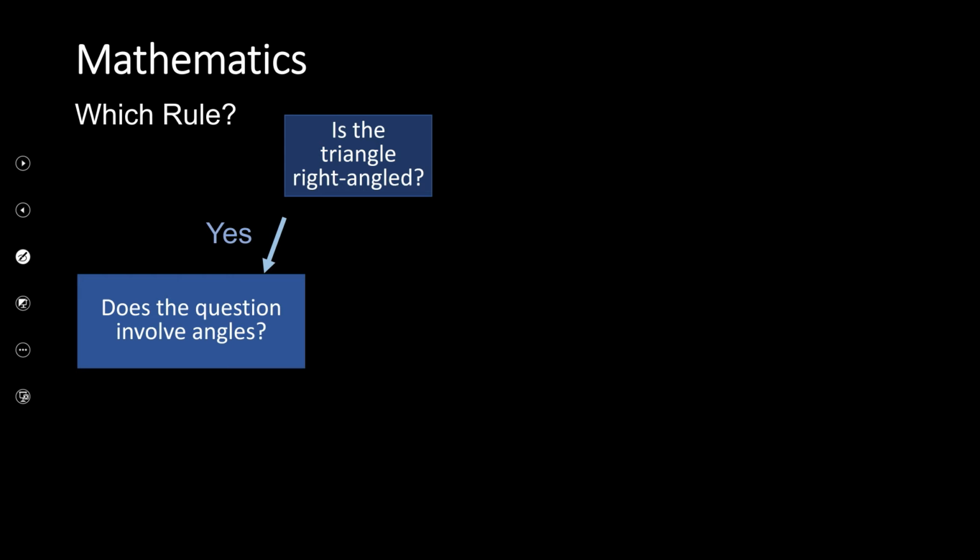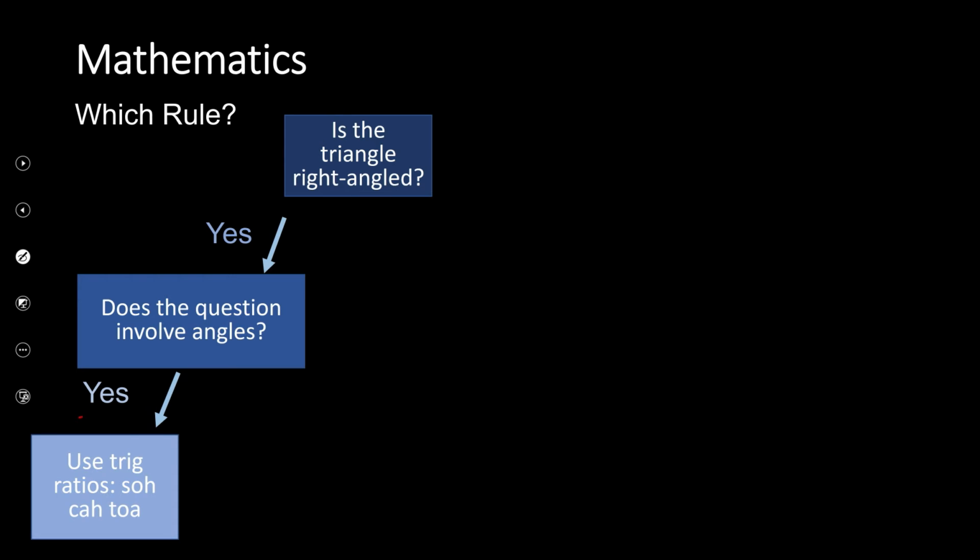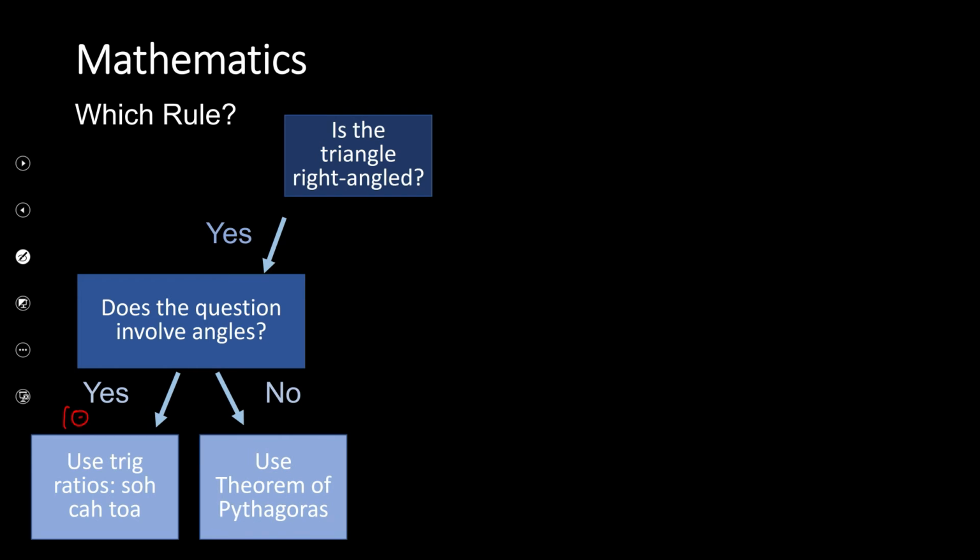If it does involve angles, then we go back to using just our grade 10 work. Okay, so we're using all our trig ratios, SOHCAHTOA, so sine and cos and tan. If there are no angles involved, then it's just the theorem of Pythagoras. And the grade 11 work involves non-right angle triangles.